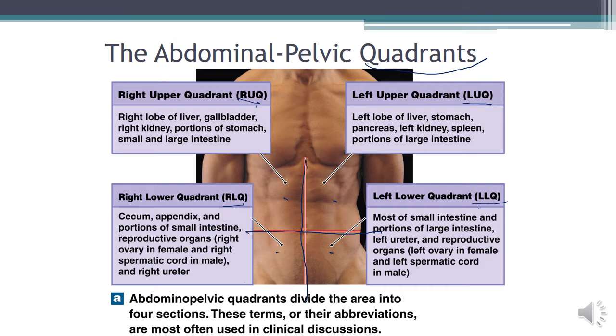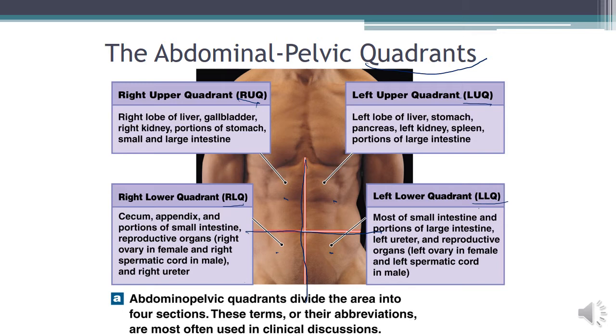In the right lower quadrant, you have a region of the large intestine called the cecum. Attached to the cecum is this little tiny worm-like structure called the appendix. And portions of the small intestine, reproductive organs, and the right ureter, which is this tube from the kidney that goes to the bladder. In the left lower quadrant, you have most of the small intestine and portions of the large intestine, the left ureter, and reproductive organs.